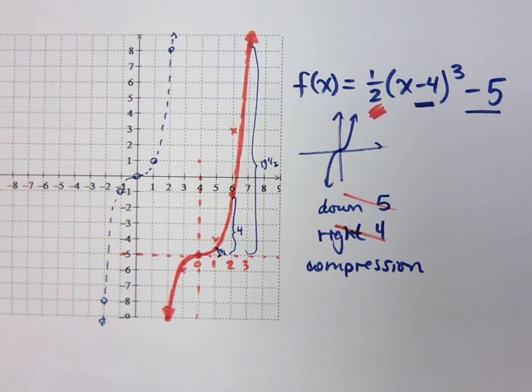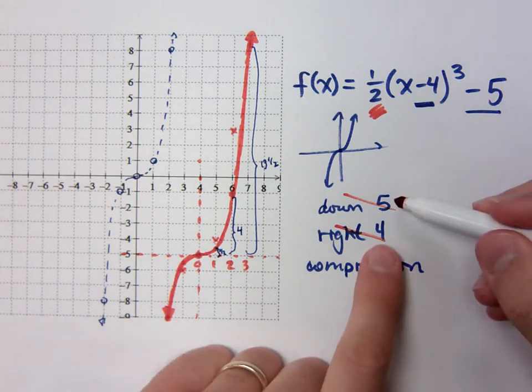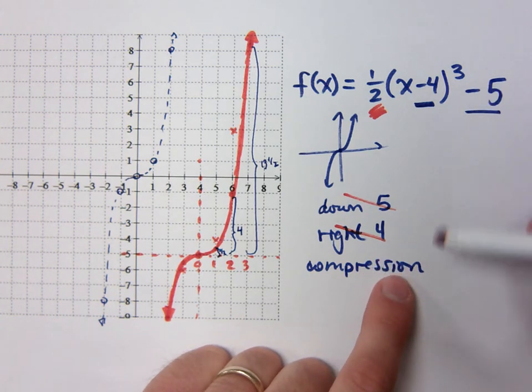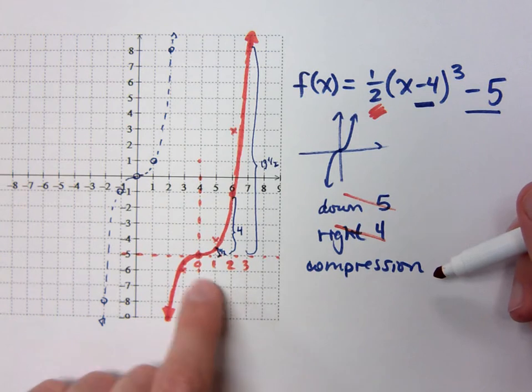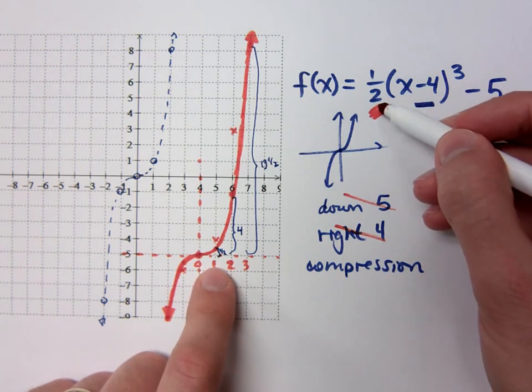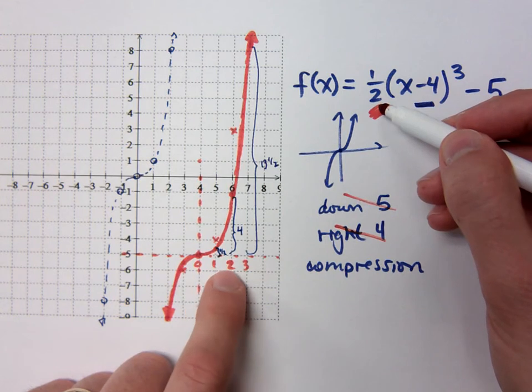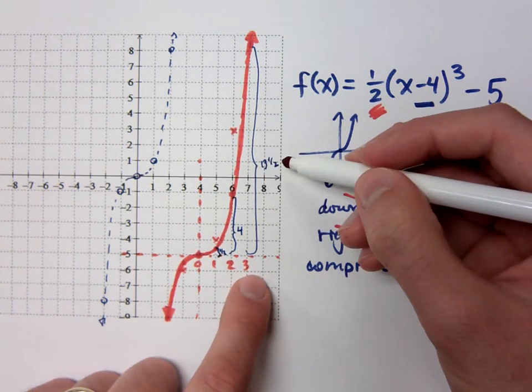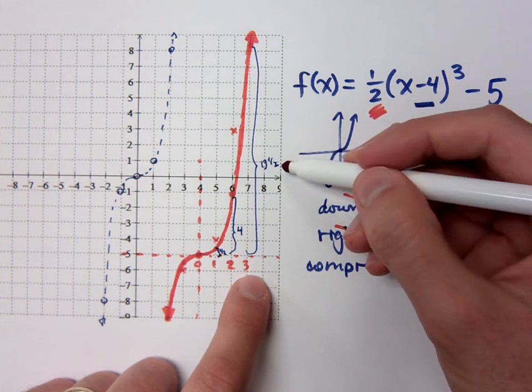What kind of questions do you have about that? You have to know your key points. And notice, once I went down 5 and right 4, I didn't need to worry about that anymore. I then had to worry about being cubed and doing my compression. So 1 cubed is 1 times a half, or divided by 2, is 1/2. 2 cubed is 8. 8 divided by 2 is 4. 3 cubed is 27. 27 divided by 2 is 13.5.